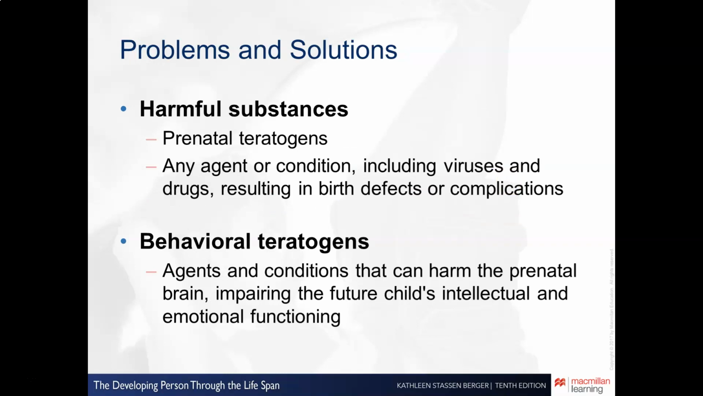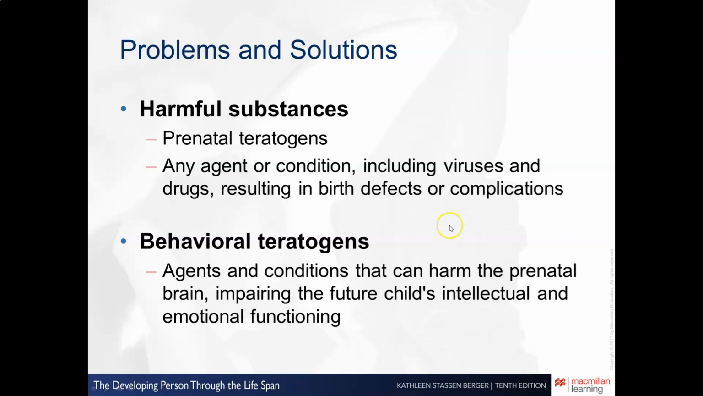Okay. And so we're going to move on and start talking about what kinds of things can be harmful to development or growth during these phases we've talked about. So there are harmful substances. What's important here is this term called teratogens. Teratogens are basically any agent or condition, including viruses and drugs, that result in birth defects or complications. So basically just harmful substances that can result in birth defects or complications in human development.